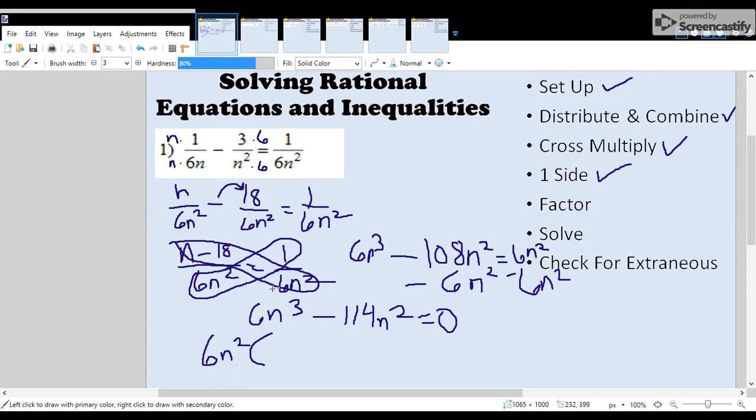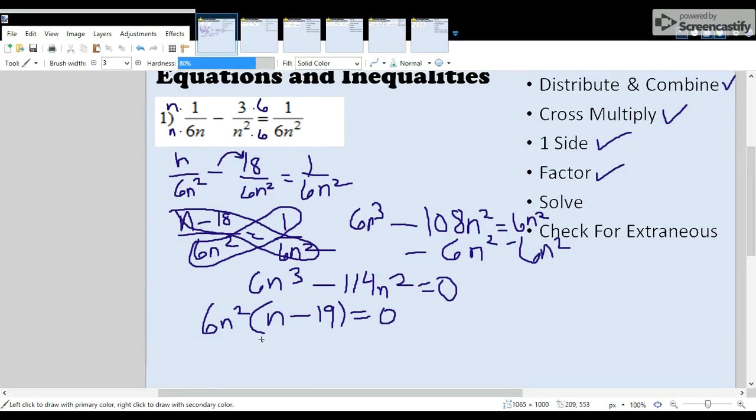If we divide this first term by 6n squared, we have n left over. If we divide 114 by 6, you get 19. N squared divided by n squared is just 1. So now we factored it out. Okay, step 6, we're going to solve for n.